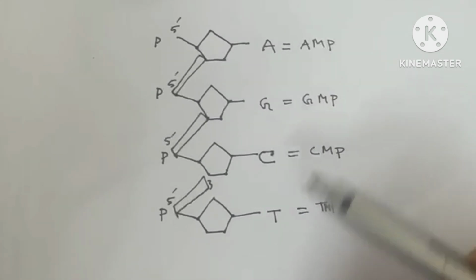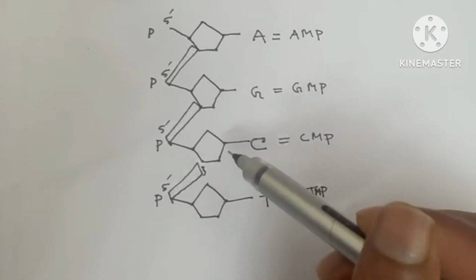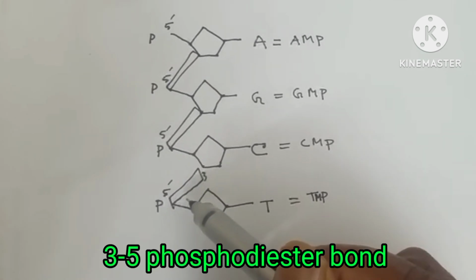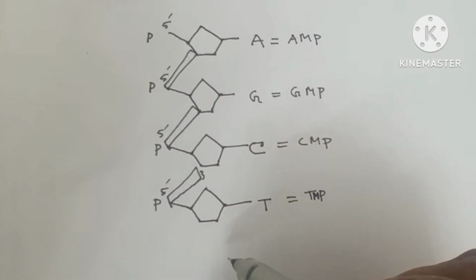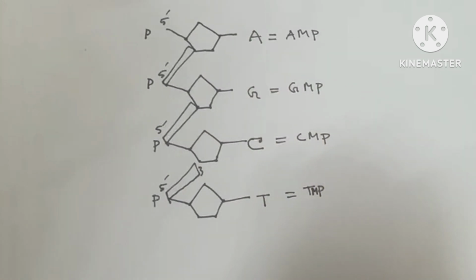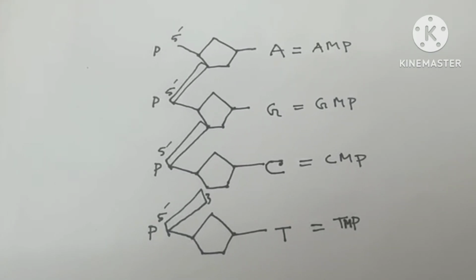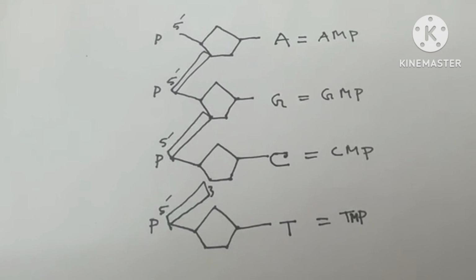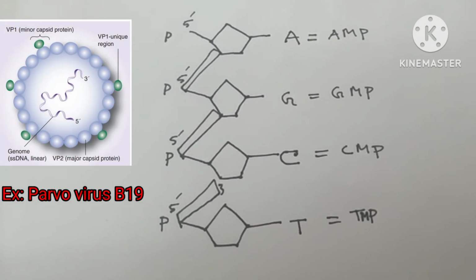All are nucleotide monomers. One nucleotide monomer can bind with the next nucleotide monomer by 3',5' phosphodiester bond and form a polymer of nucleotides, and this is called DNA. This is single stranded DNA, and this type of DNA is found in single stranded DNA virus.